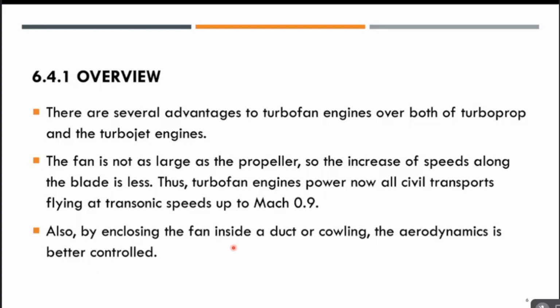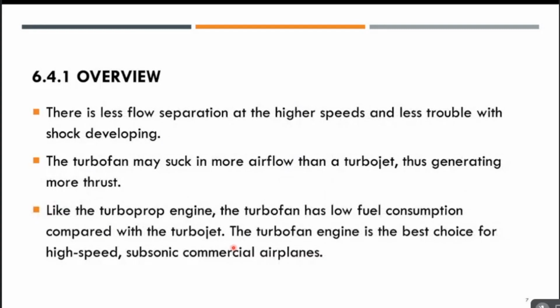All right, so that's why you can see that there's an engine cowling, where all the components of the turbofan engine will be sitting inside an enclosure. So there will be less flow separation, especially at the higher speeds, and less trouble with shock developing. If you imagine, if it is just open, you go at a very high speed, there will be a lot of turbulence. So the turbofan may suck in more airflow than a turbojet, and thus generating more thrust because the diameter of a turbofan is quite significant, quite large compared to a turbojet.